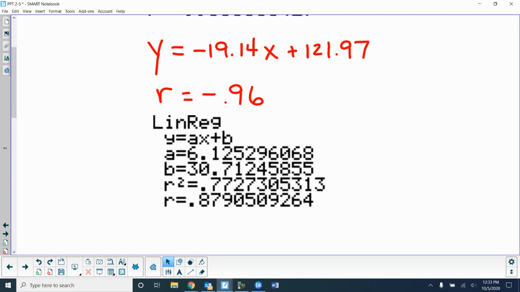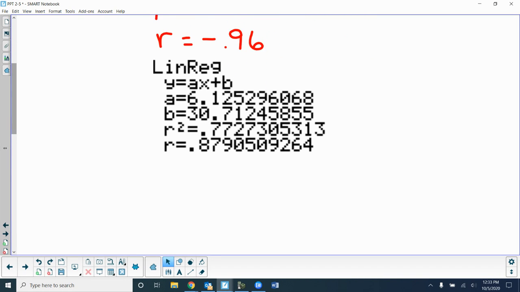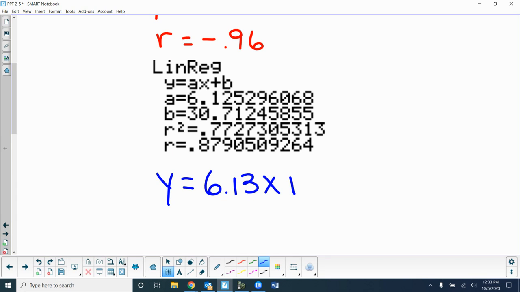Okay, what do I do? So, y equals 6.13x plus 30.71. R value, 0.88. Strong positive correlation. Okay? What if that was close to 0? The scatter plot would be all over the place, right?